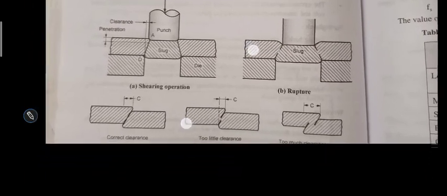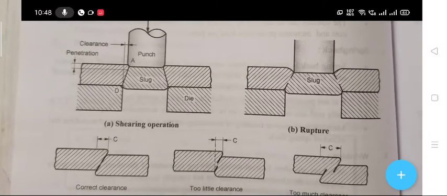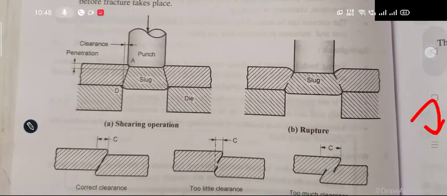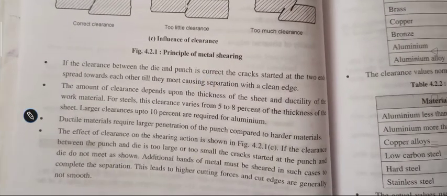तो यहाँ पर प्रोवाइड है क्लियरेंस, यहाँ पर देख सकते हैं this one is the diagram for clearance. This is the correct clearance, this one is the too little clearance and this one is the too much clearance. क्लियरेंस यहाँ पे देख सकते हैं, there are correct clearance, little clearance and too much clearance. क्लियरेंस को इंडिकेशन किया जा रहा है यहाँ पर कैपिटल C के थ्रू. So what is the principle of metal shearing?